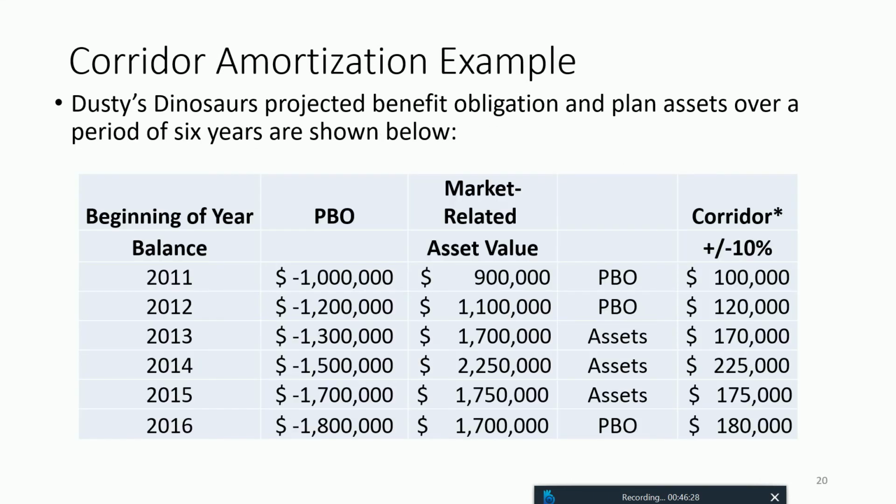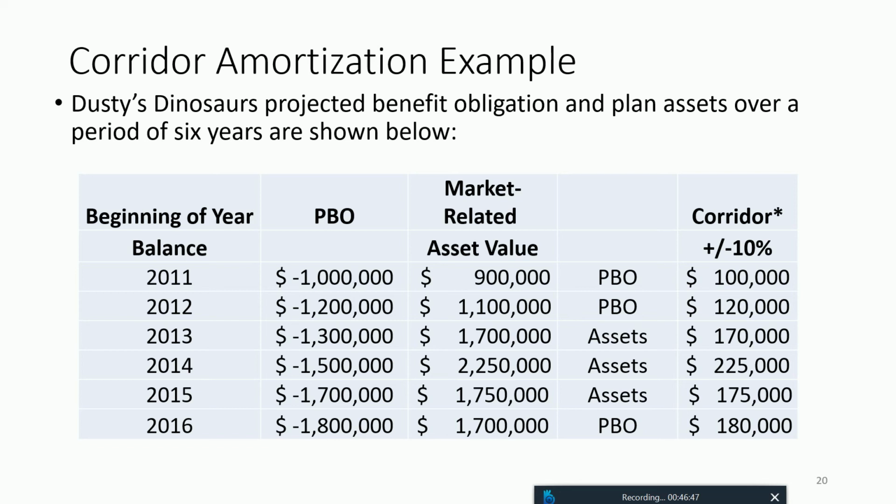So let's take a look at an example. Dusty's Dinosaurs' projected benefit obligation and plan assets over a period of 6 years is shown below. Again, we're always using the beginning of the year balance. So we've got the PBO and we've got the fair value of the pension plan assets.